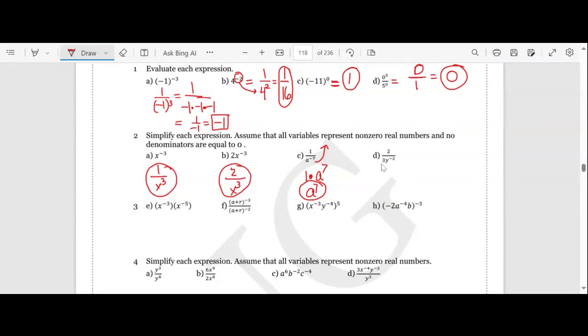2 over 3y to the power of negative 2. So what should I do to the y? 2 stays the same and the 3 stays the same, but the y goes up. So that's your final answer.